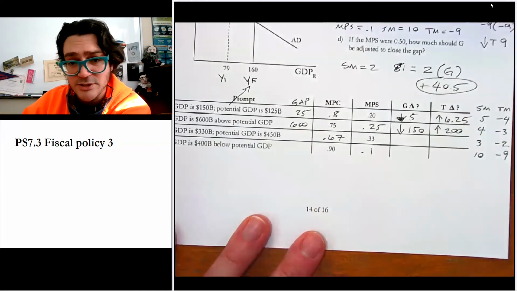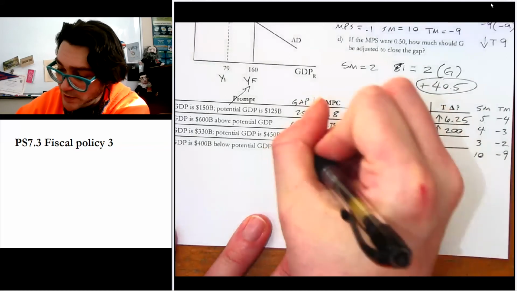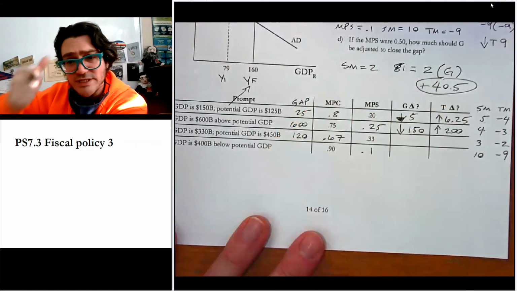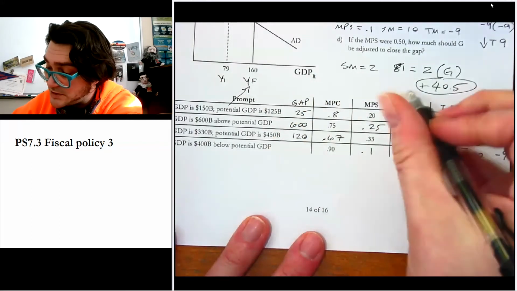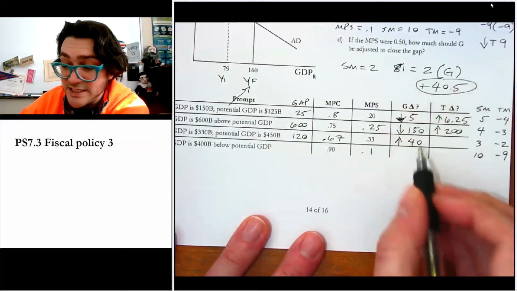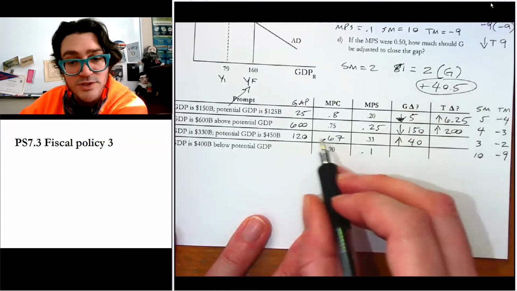GDP is 330, potential is 450. So now we're below the potential. The gap size is 120. So we want to increase government spending in this one. So 120 and then 3, so it's going to be 40, right? So this is the initial change, 40 times 3, 120.